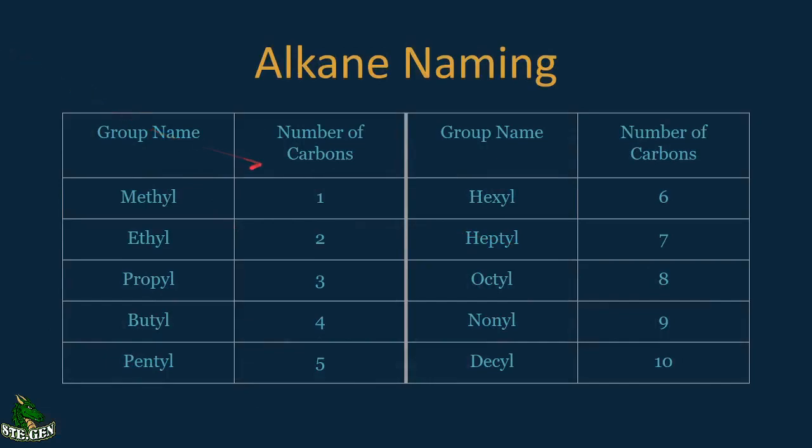So for one carbon, we call that a methyl. For 2, it's an ethyl. 3, it's a propyl. 4 is butyl. 5 is pentyl. 6 is hexyl. 7 is heptyl. 8 is octyl, 9 is nonyl, and 10 is decyl. These can be used for groups sticking off of carbons, as we'll talk about later, but also give you the base of the word if you're talking about a base chain. So, for example, a 2-carbon alkane chain would be ethane. You'd combine the two pieces together.